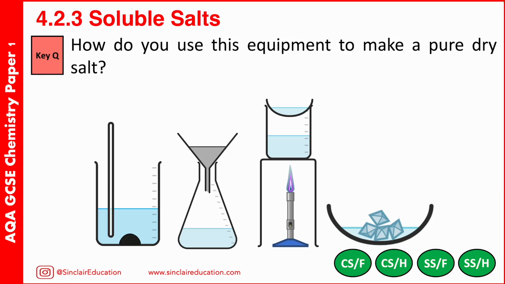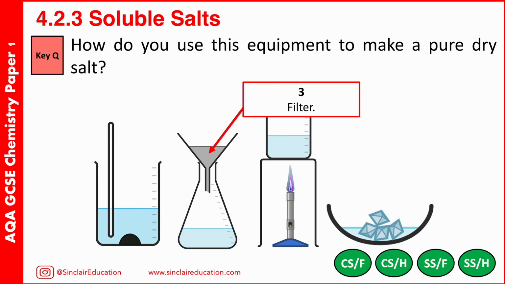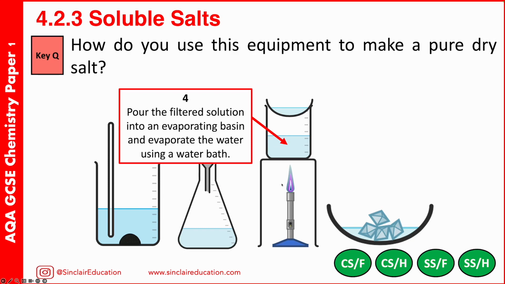When we go to make a salt, there are lots of steps involved with this. So the first thing is we need to add the insoluble base in excess, so too much of it, to warm acid. We give this a stir, and once we're satisfied that no more base will react, we will then filter that solution. What we will then do is pour that filtrated solution into an evaporating dish, and we will then warm this gently over a water bath.